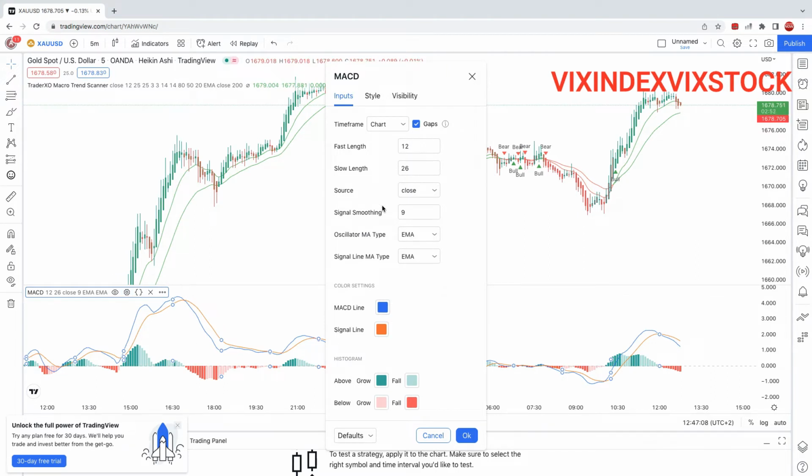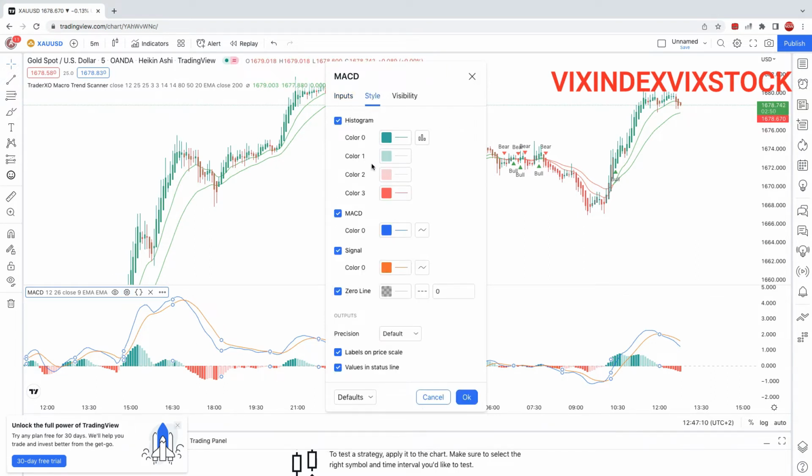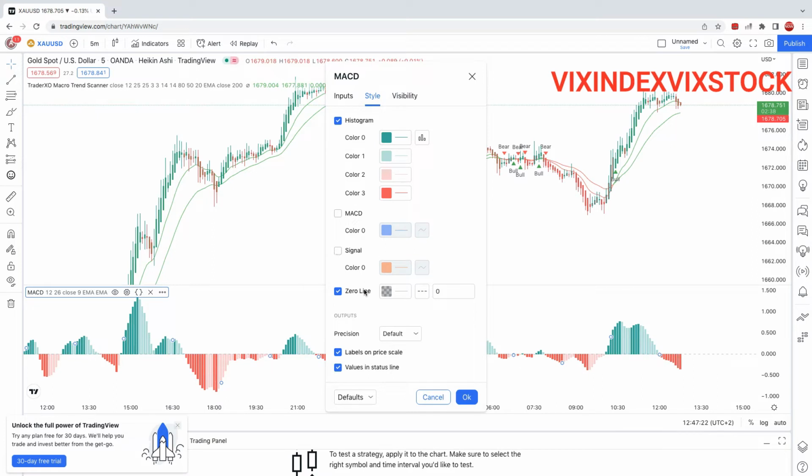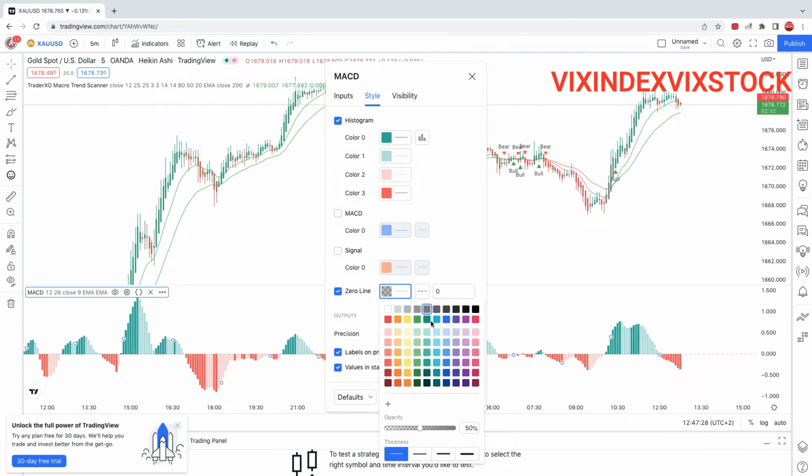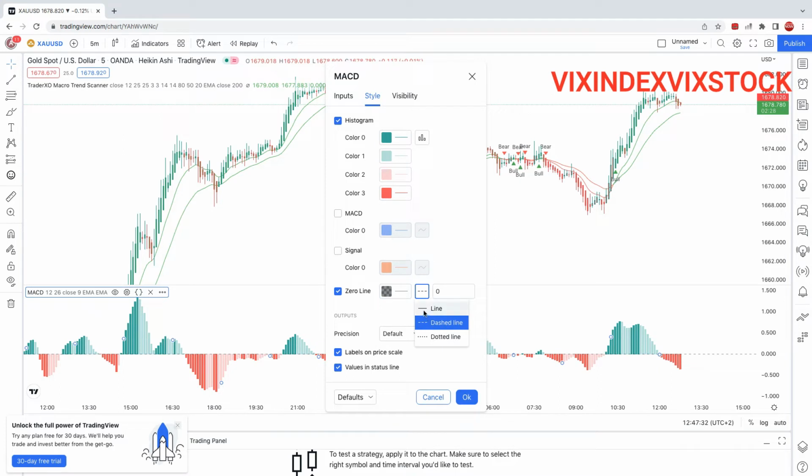So what we're going to do first is we're going to go to style, and we're going to go to MACD. Sorry about that. We're just going to remove those lines and the zero line. Maybe you just want to make it more visible. It depends on you.